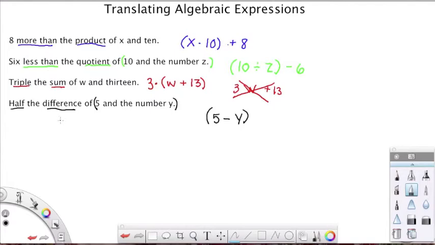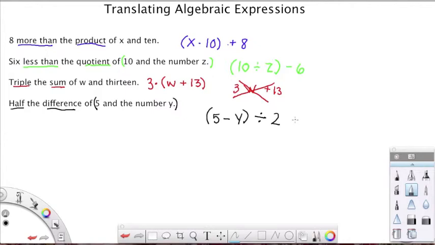And what does it say? It says half. Okay, what's half mean? Well, if you cut something in half, you're doing what? You're dividing it into 2 pieces. You're dividing it by 2. And what are we dividing in half? The difference, or the answer to this subtraction problem, 5 minus y. So we can write it like this: the difference of 5 and y divided by 2, or just the same thing as half the difference of 5 minus y.